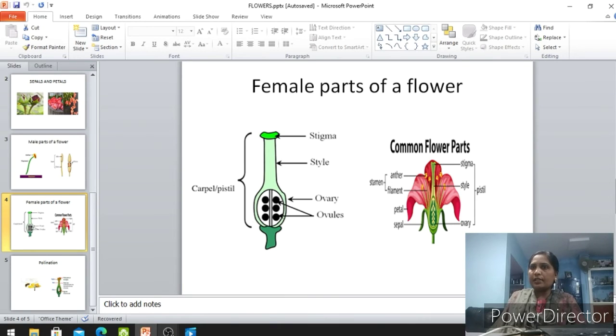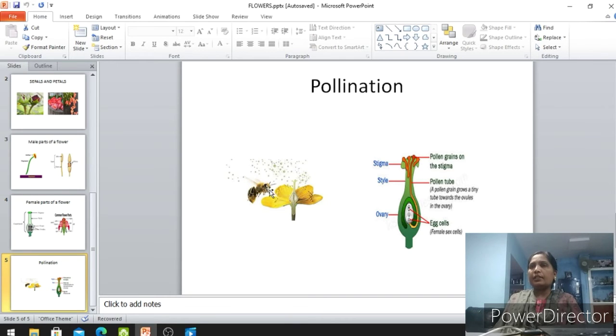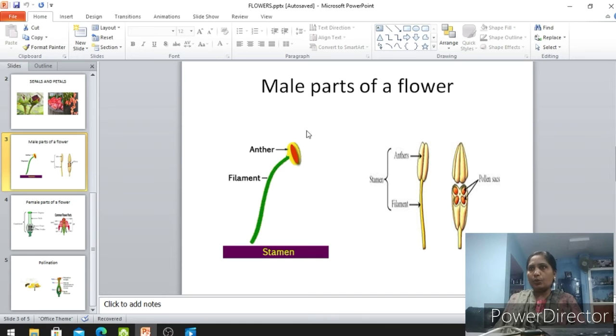Now we'll see the female parts of the flower once again, children. The female part of a flower is called pistil or the carpel. So here it starts with stigma and has a long tube called style. The other end of the style has ovary. Inside the ovary, ovules are present. So this arrangement is known as the female part of a flower. It's also called carpel or the pistil. Now, what changes occur and what's the meaning of pollination we'll see.